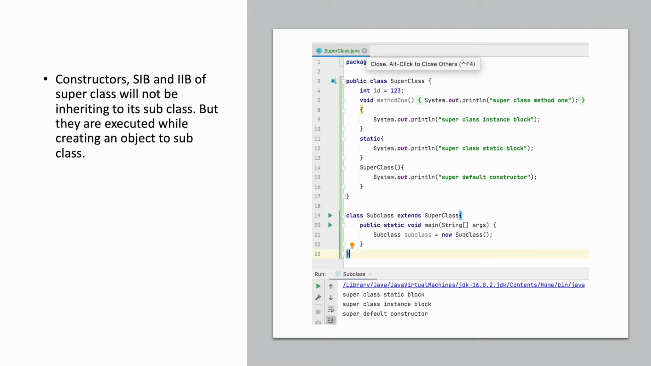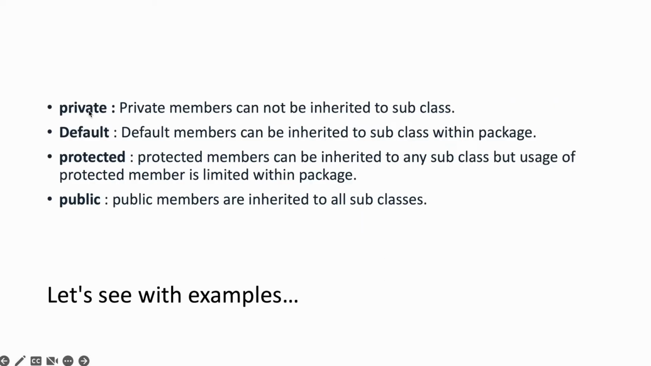In classes we can define different types of members: public, private, protected and default. Now we'll see whether all these four types of members will be inherited by subclasses or not. Private members cannot be inherited by subclasses. That means if any class has private methods, those methods are applicable only to that class. They cannot be inherited by its subclasses.